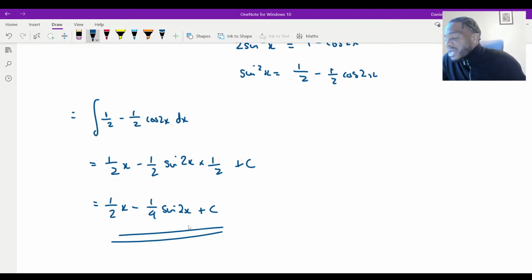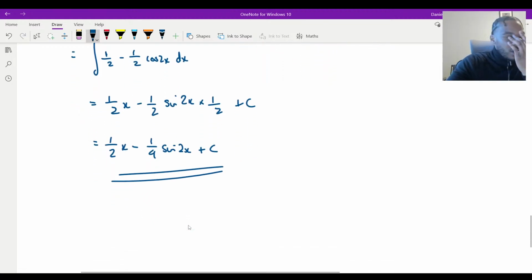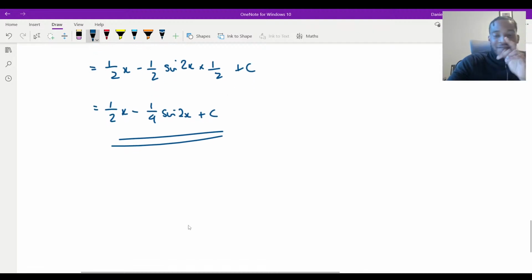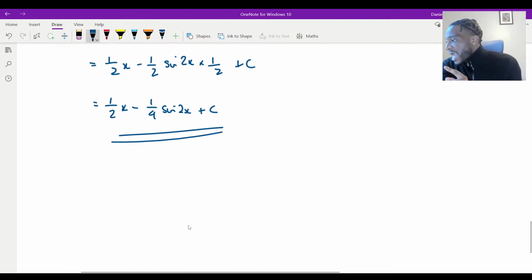What happens if it's sine cubed x? I've forgotten that one, you know. That one you have to use... How do you do sine cubed? I've seen it before. Just check online. Could I just use the reverse chain rule?